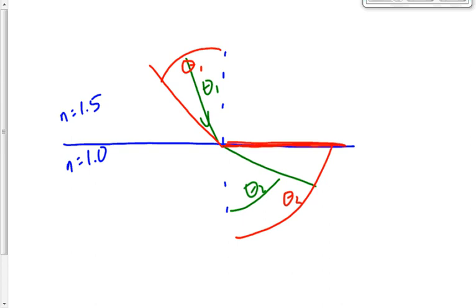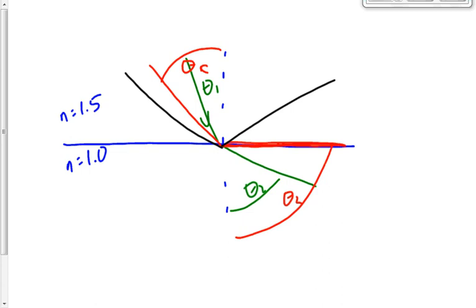We're going to call theta 1 theta C now, the critical angle at which reflection begins to occur. Any angle above that is just going to reflect, and no refraction is going to take place at all. So how do we find the critical angle? Take a look at the picture here.